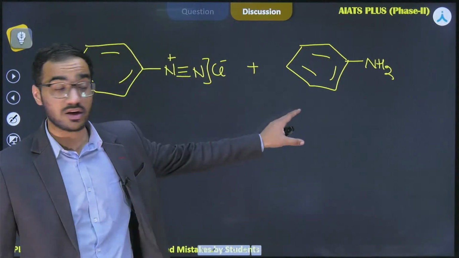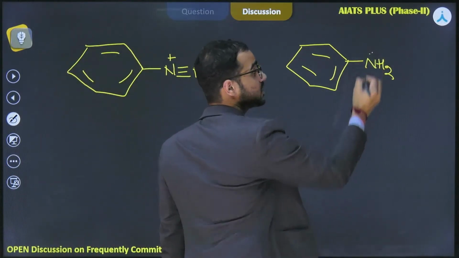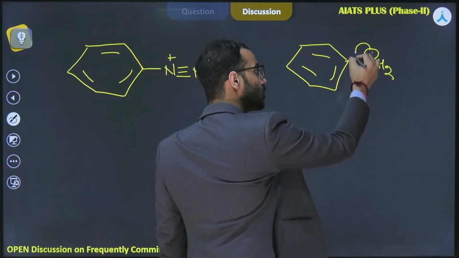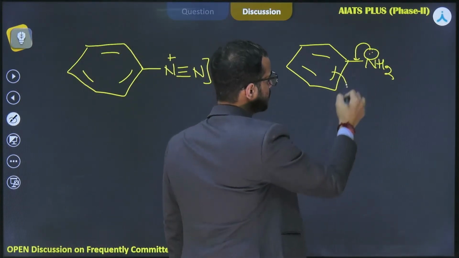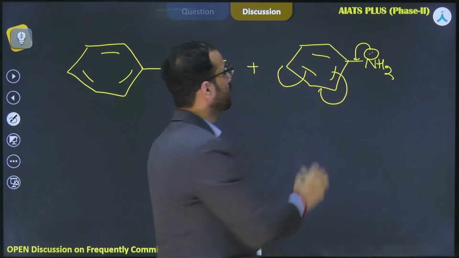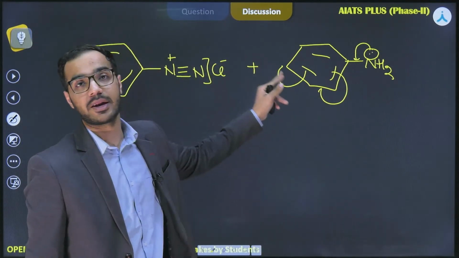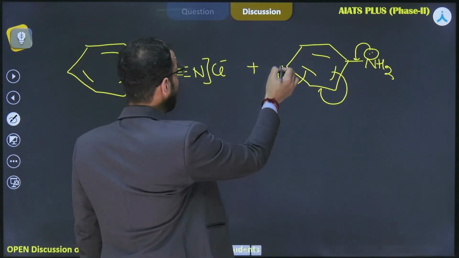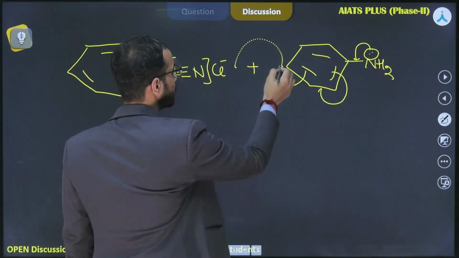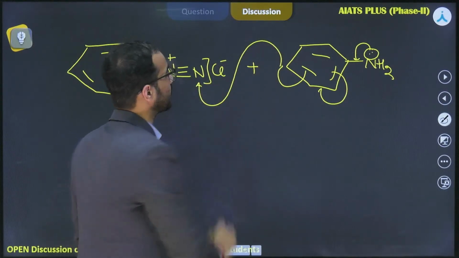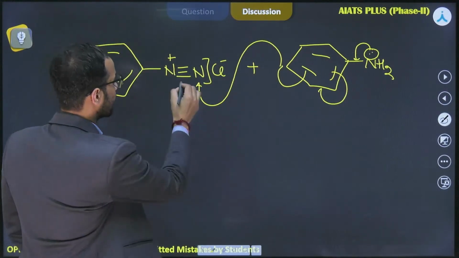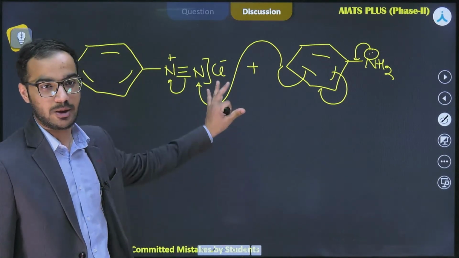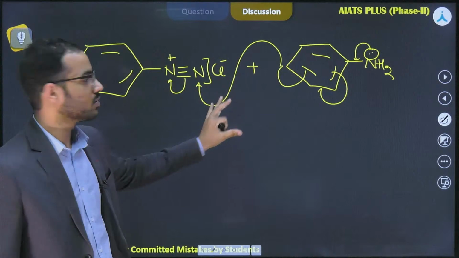If you are reacting with aniline, it means this nitrogen has a lone pair, which will conjugate over here. This will shift here, this here, and the negative charge will form at the para position. And now this negative charge will attack over this position, and this bond will shift over here. Is this approach clear? Okay.